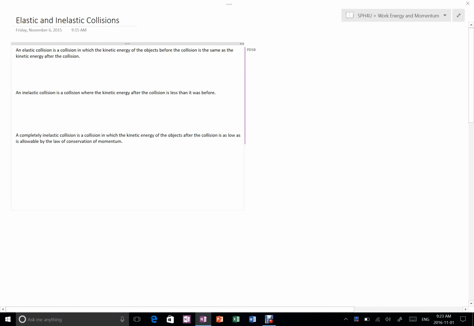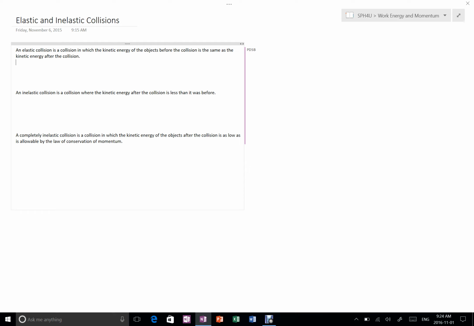Elastic and inelastic collisions. An elastic collision is one in which the kinetic energy of the objects before the collision and the kinetic energy of the objects after the collision is the same. Not only is momentum conserved, but kinetic energy is conserved as well. Elastic collisions don't typically happen with large objects, but are common with small particles, like you might see if atoms were colliding.